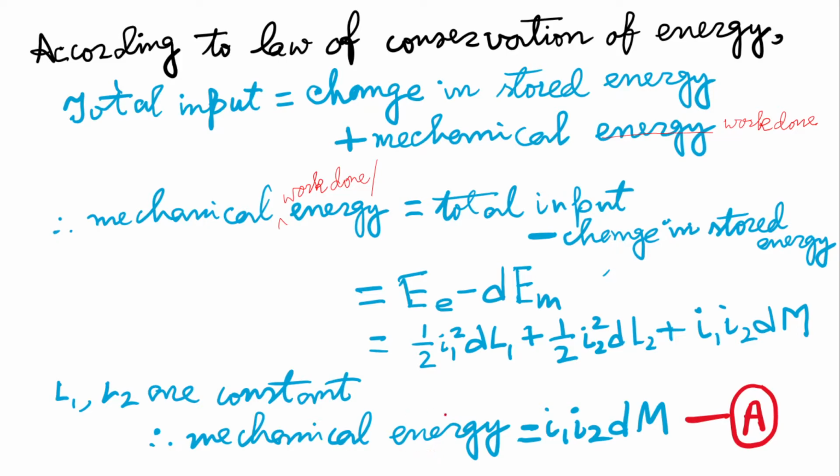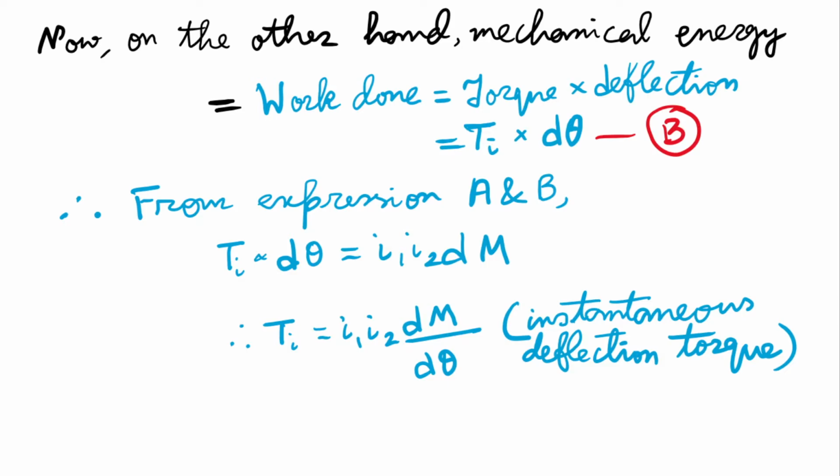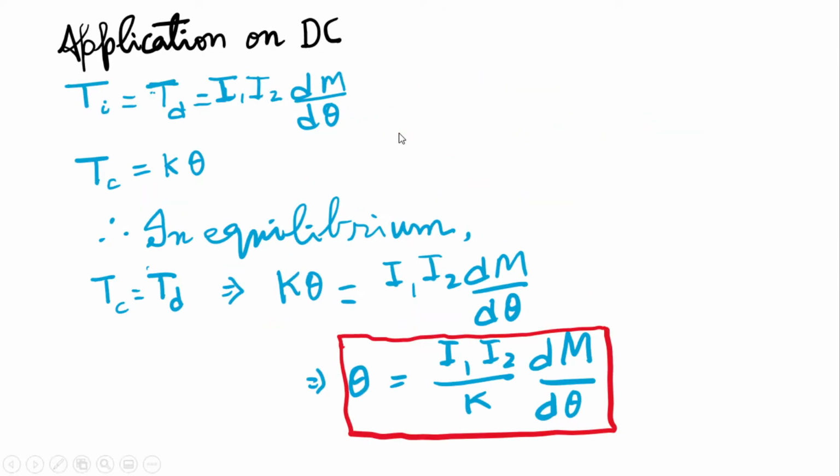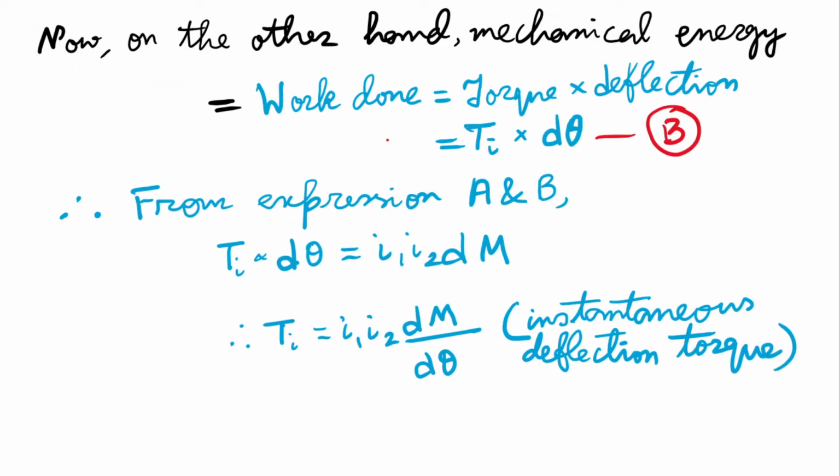So it is one format from where we get the expression for mechanical energy. Again, from where are we getting this? By applying law of conservation of energy. Total input is changed in stored energy and mechanical energy. So total input is divided into two parts. From there we get one expression of mechanical energy, and by physics we know that mechanical work done, sorry, I skipped one slide, I guess. And from physics we know that mechanical work done equals torque into deflection. So Ti into d theta, that is expression number B.